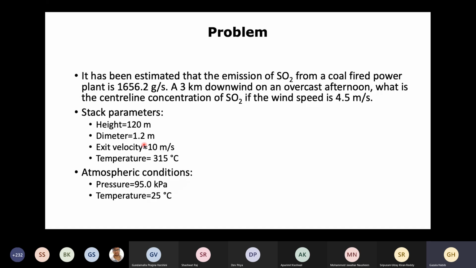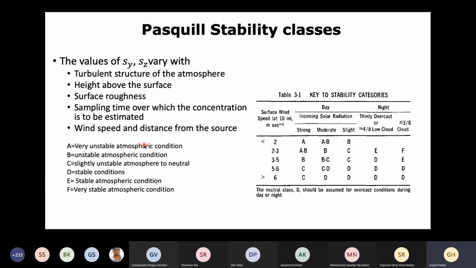So this example is very simple. This is a coal power plant which is emitting SO2 in the atmosphere at the rate of 1656 gram per second. We need to know the center line concentration of SO2 at 3 kilometer downwind distance, while the atmospheric condition is overcast afternoon and wind speed is 4.5 meter per second.